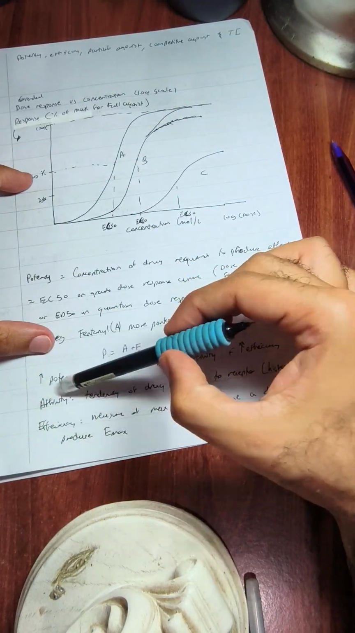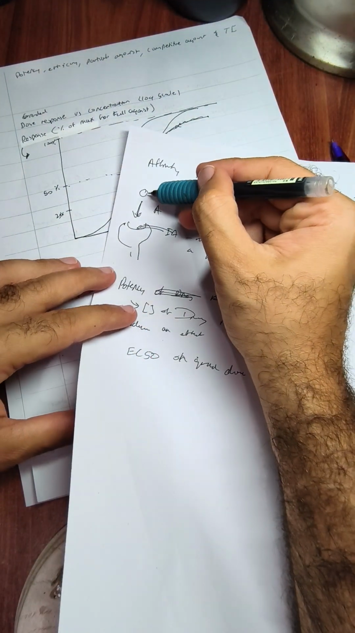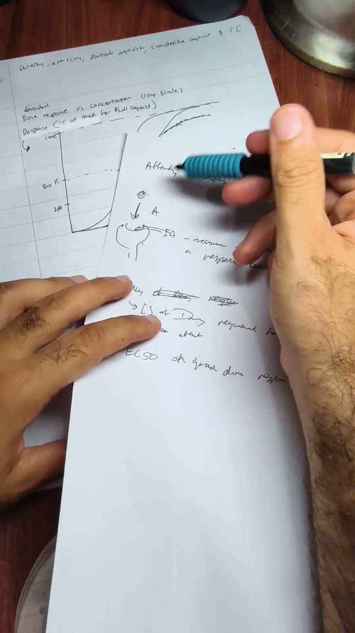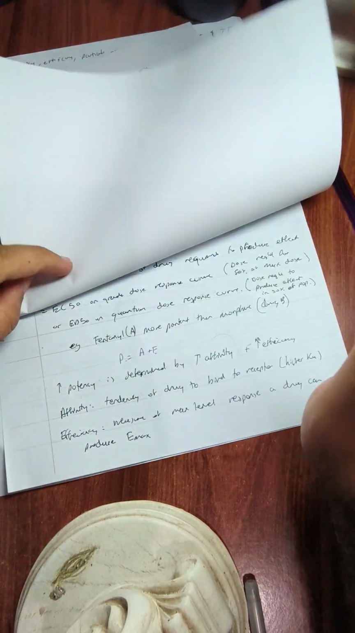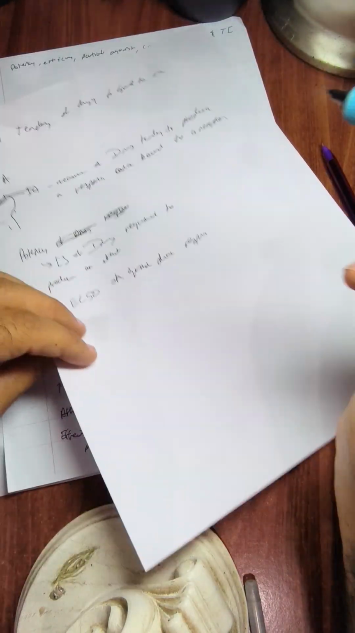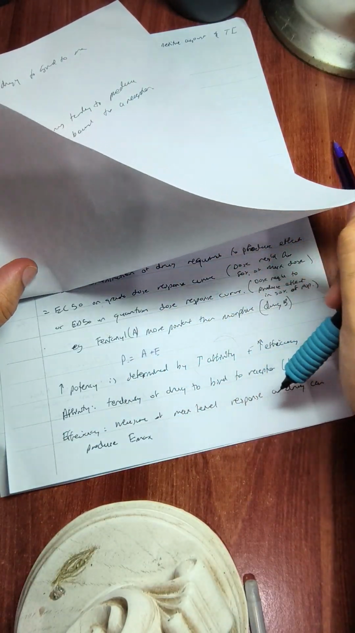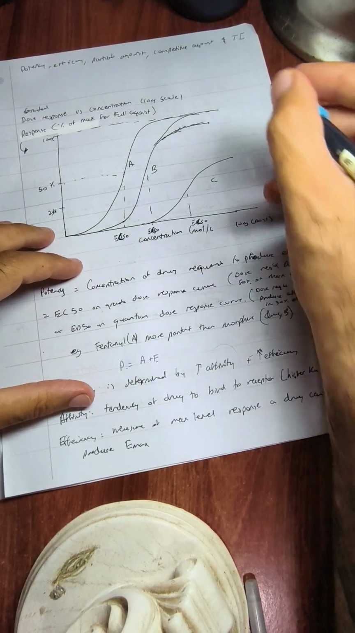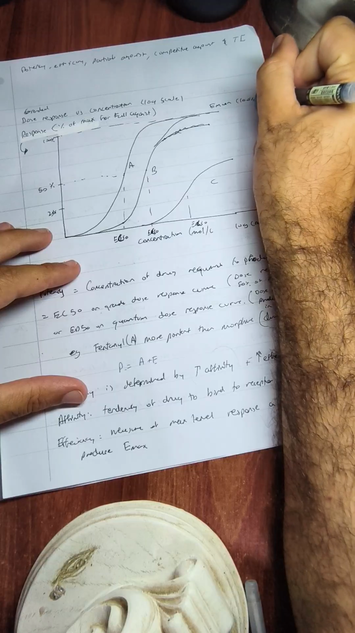That's why we have to define affinity. What is affinity? The best way I could describe it is using this diagram. This is affinity. So this is the ligand or the drug, whatever, and this is the receptor. So the tendency of the drug to bind to the receptor. The efficacy is a measure of maximum level response that the drug can produce, which is the Emax. So we can actually put here Emax, which is 100%.